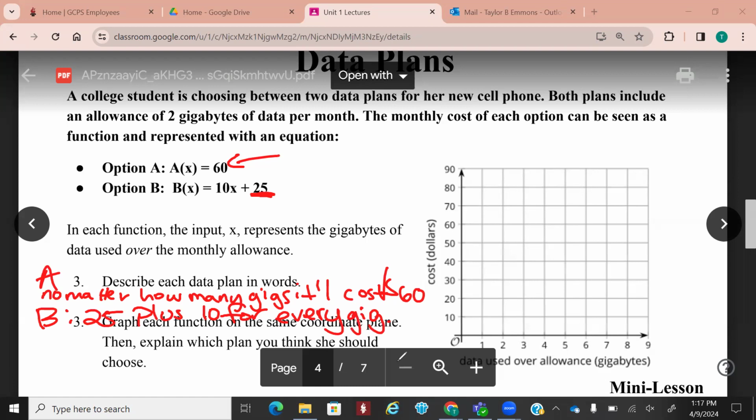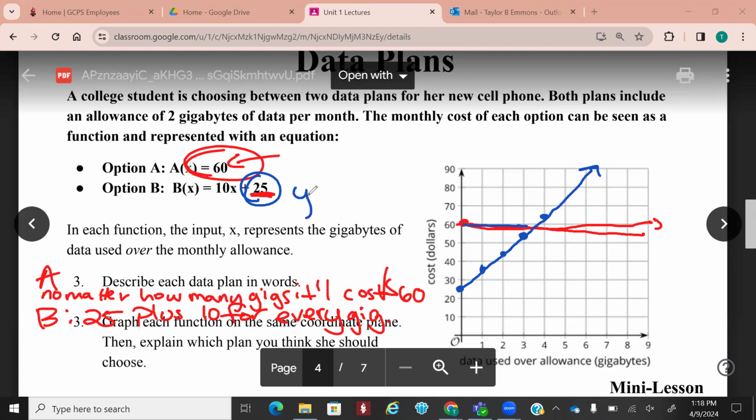Now we're going to graph these. For option A, it's a constant, so it's going to be a line that goes straight across at $60. For option B, we have a y-intercept at 25, so we're going to go up to 25. Then we're going to go up 10 and over 1, up 10, over 1, and keep going. We're going to connect that. Notice how both of these are linear equations. This one's a constant. This one actually has that y equals mx plus b form.